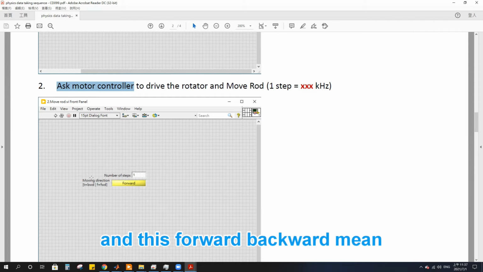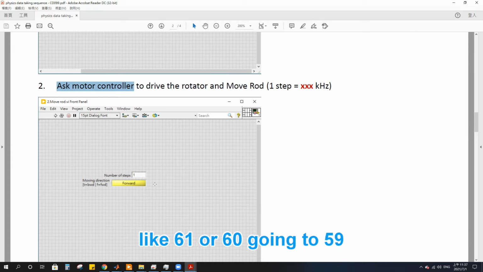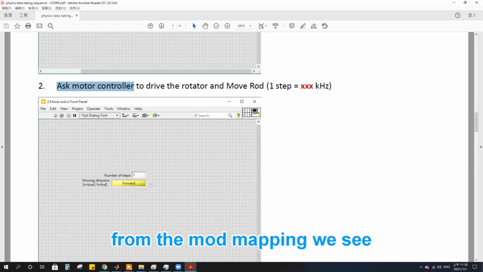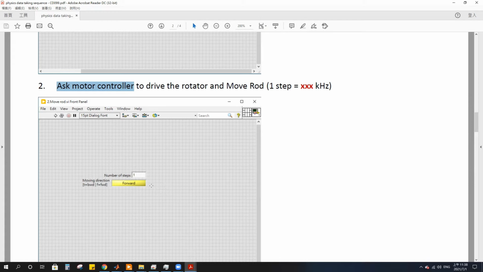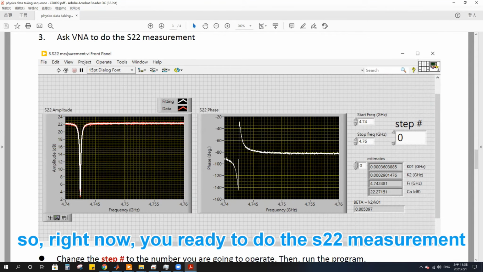And this forward and backward means the rotator, for example, going from 60 degrees to 61, or from 60 to 59, etc. This means forward and backward. And if you remember from the mode mapping we saw in the past, as we know, a position increase means a resonant frequency increase. So right now you are ready to do an S22 measurement.